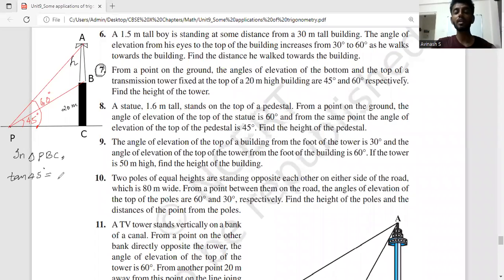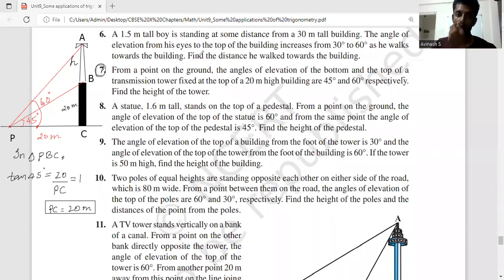Now, tan 45: opposite is BC, which is 20 meters. That's been given in the question. And adjacent is PC, and the value of tan 45 is 1. Now PC goes to the right side, and we get PC equals 20 meters. As soon as you get this value, I'm going to update it in the diagram as 20 meters.